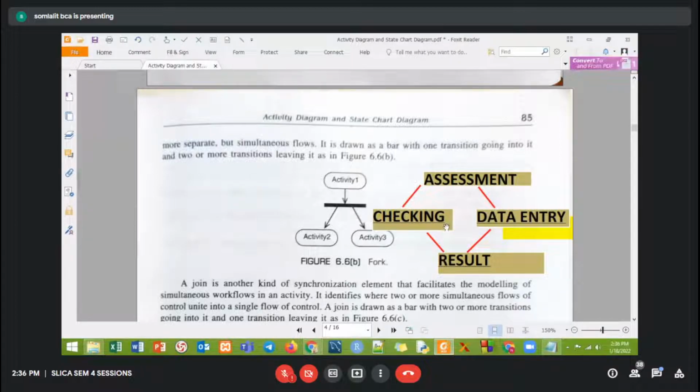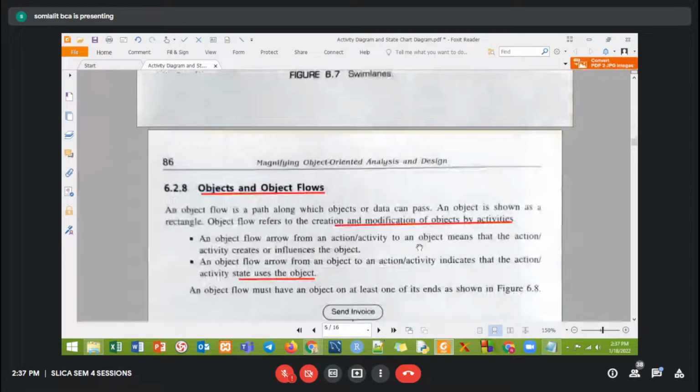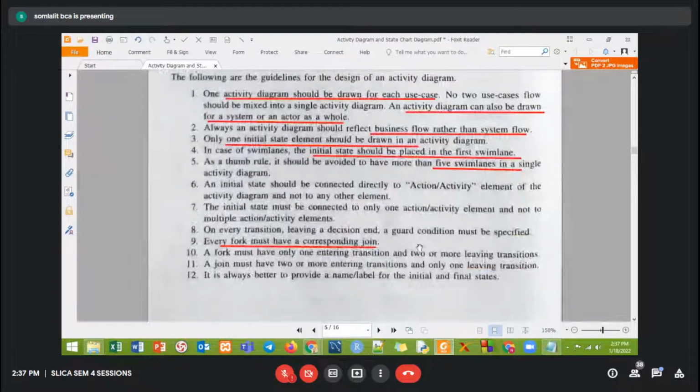Guys, try to understand. It can happen that activity 1 is divided into activity 2 and activity 3. Again, activity 2 is divided into activity 5 and activity 6. Possible. But at the end, a join operation must be performed, else your activity diagram will go wrong.